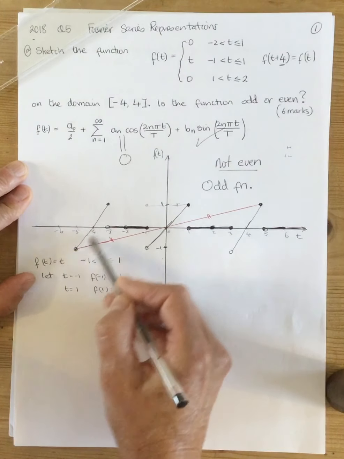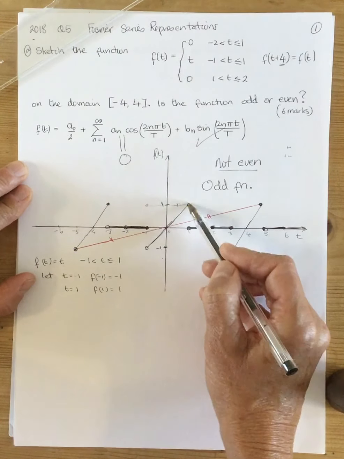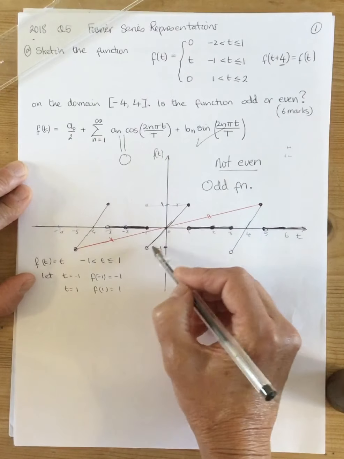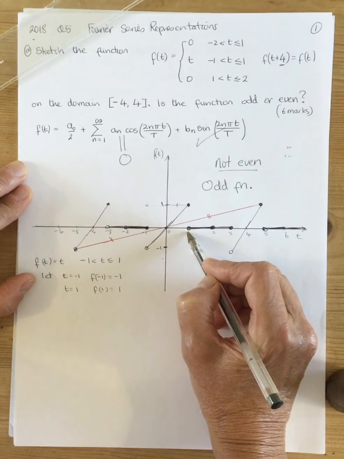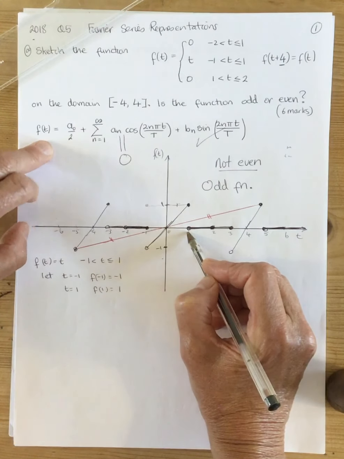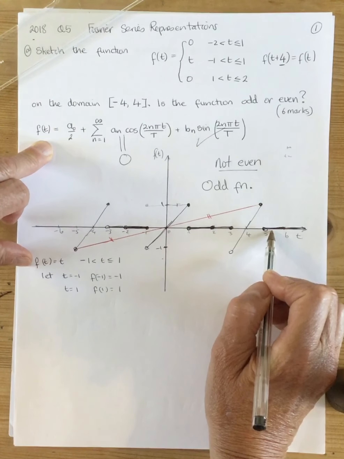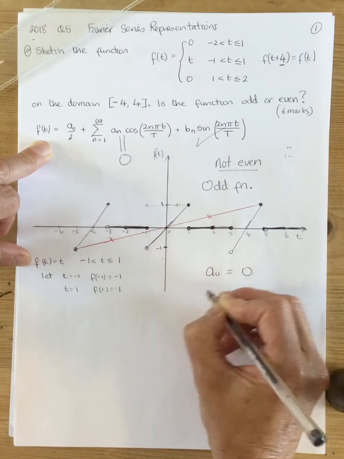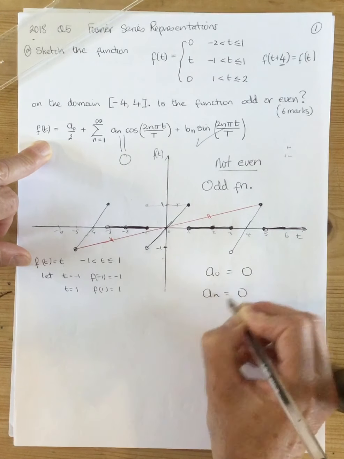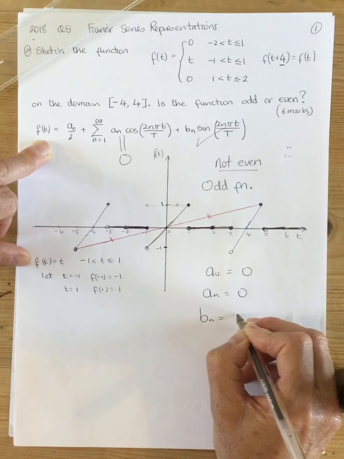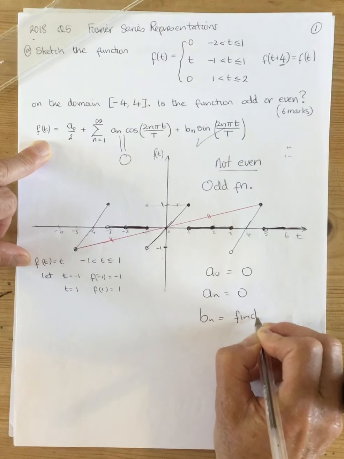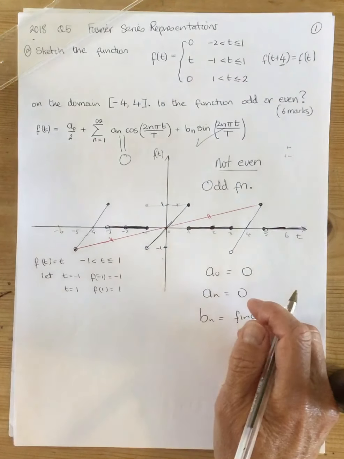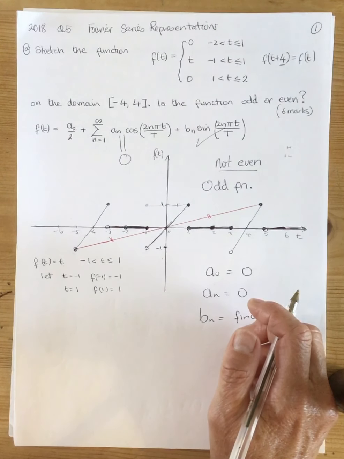This is -1 up to 1, -1 up to 1, and in between it's 0. That -1 averages out with the 1 here. So our average height on this function is 0. So a0 equals 0. The a-ns equal 0. And the b-ns are what we have to find. Okay, so then we have to find a formula for the b-ns.